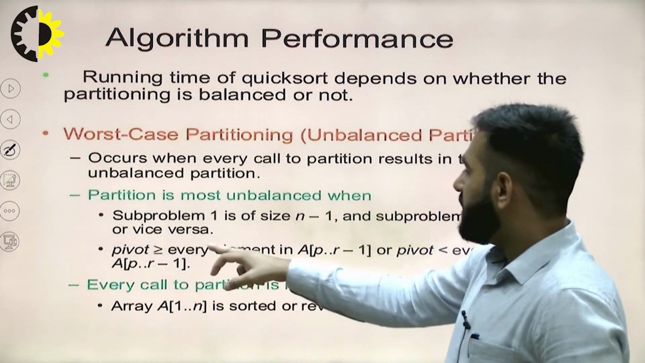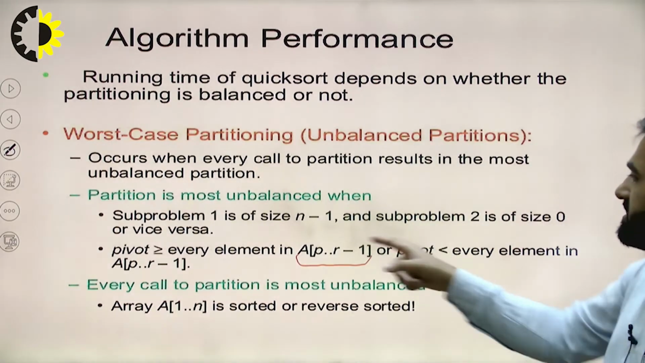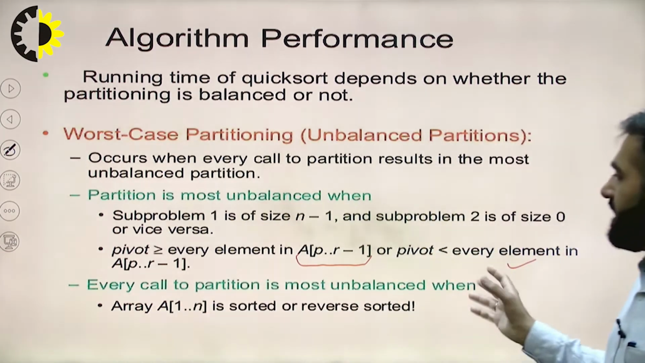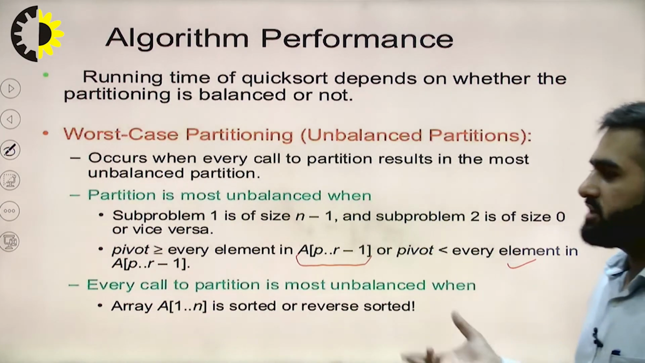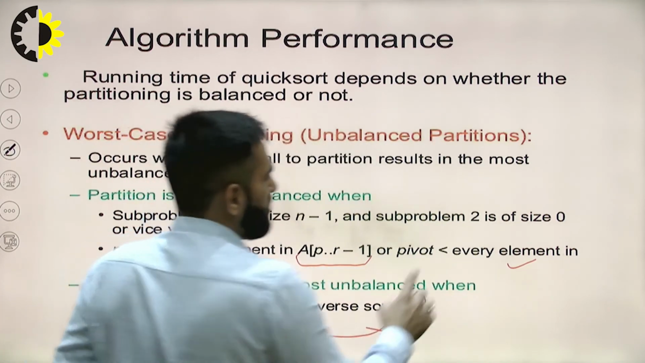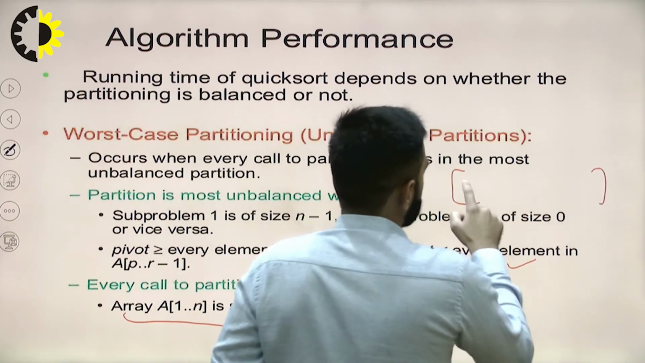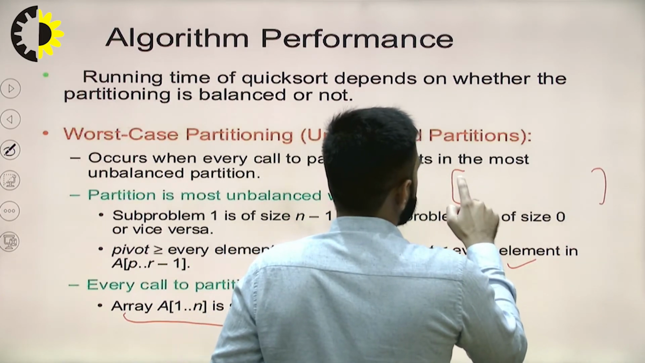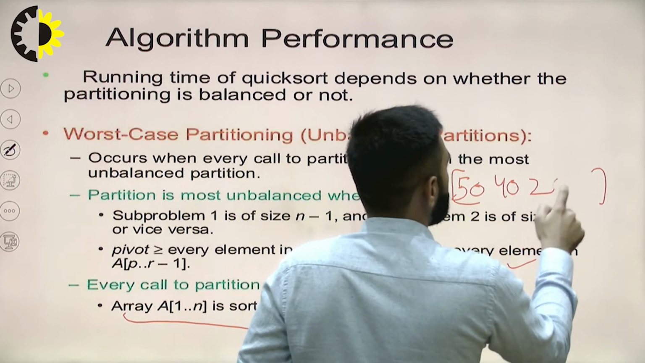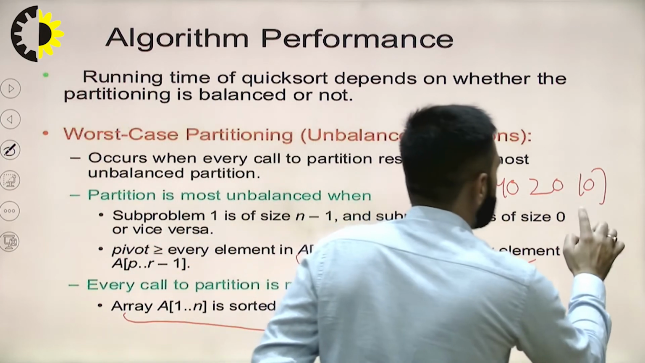Pivot greater than every element in this, or a pivot less than every element in this. These are the cases. Every call to partitioning is most unbalanced when the array is sorted or reverse sorted. Suppose, when will the worst case happen? When the array is already sorted. Suppose 50, 40, 20, 10, and we have taken the last element as a pivot.